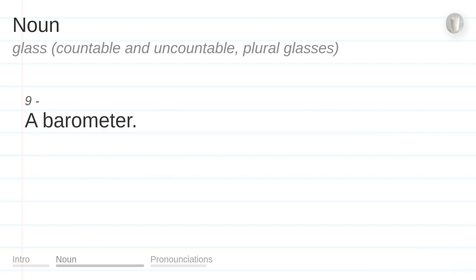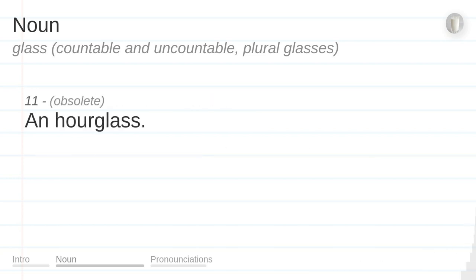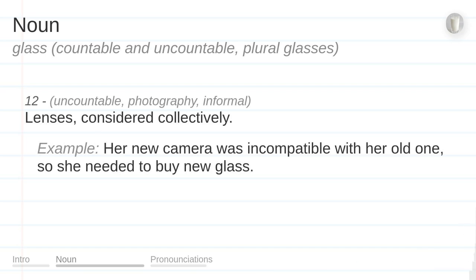A barometer. Transparent or translucent. Example. Glass frog. Glass shrimp. Glass worm. An hourglass. Lenses, considered collectively. Example. Her new camera was incompatible with her old one, so she needed to buy new glass.